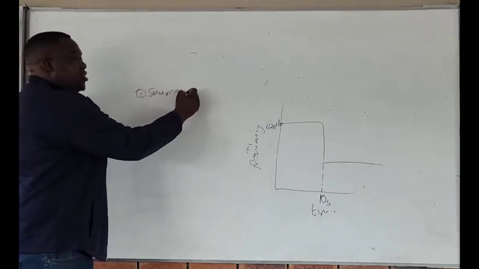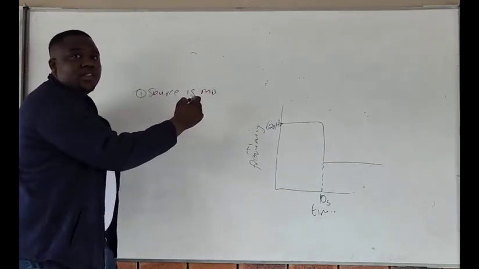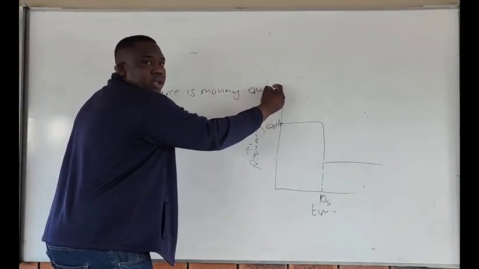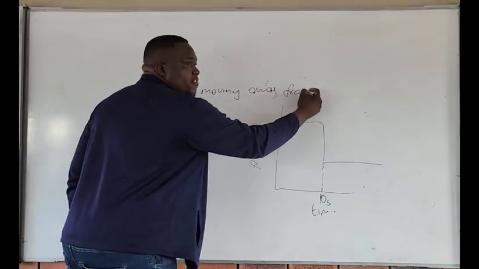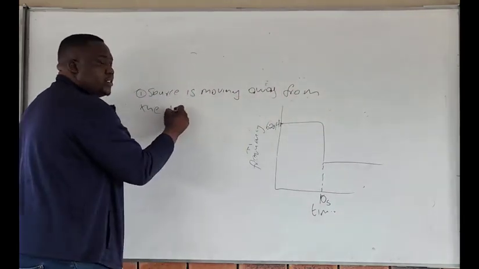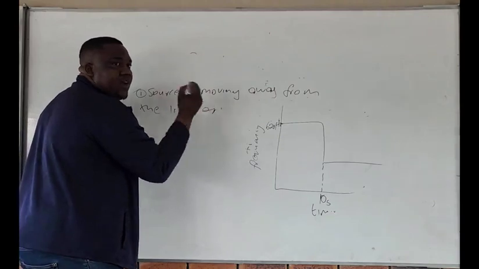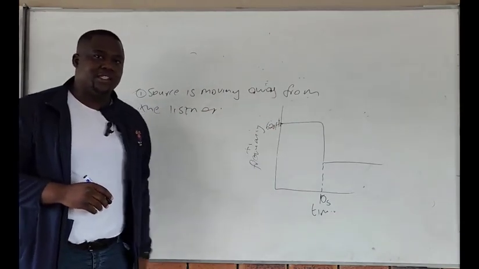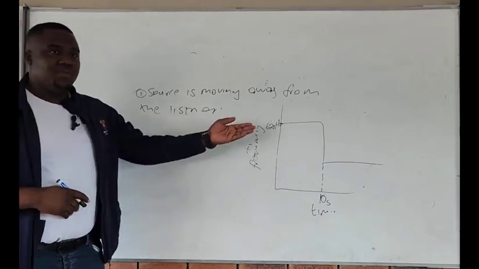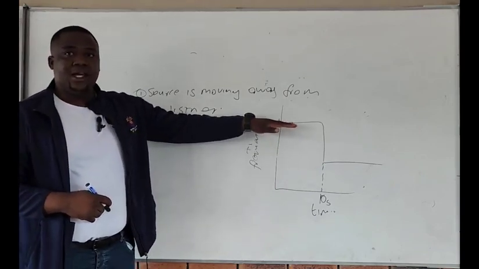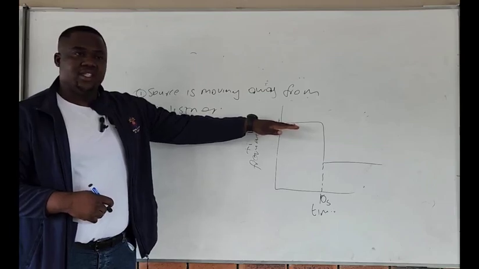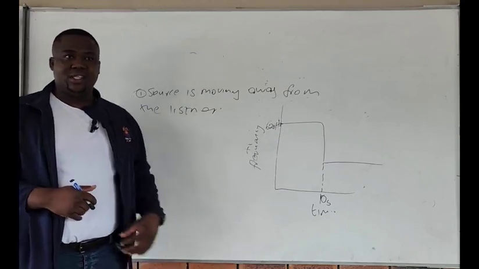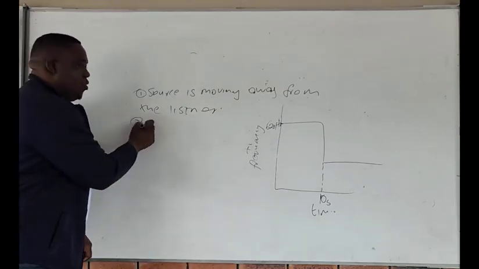Why is there a sudden decrease? It's because the source is moving away from the listener. So since the source is moving away from the listener, what does it mean? It means that the frequency that the listener is going to hear is going to decrease. That's why we have a decrease. You understand? Okay.